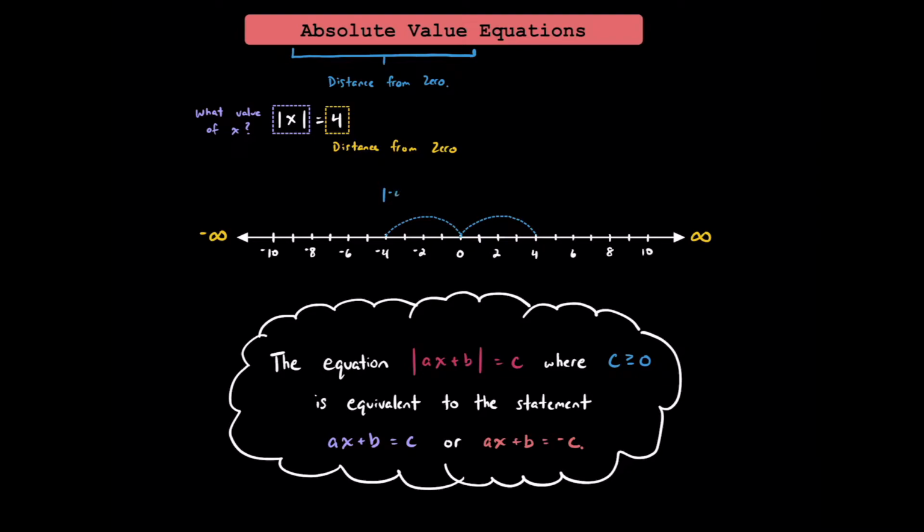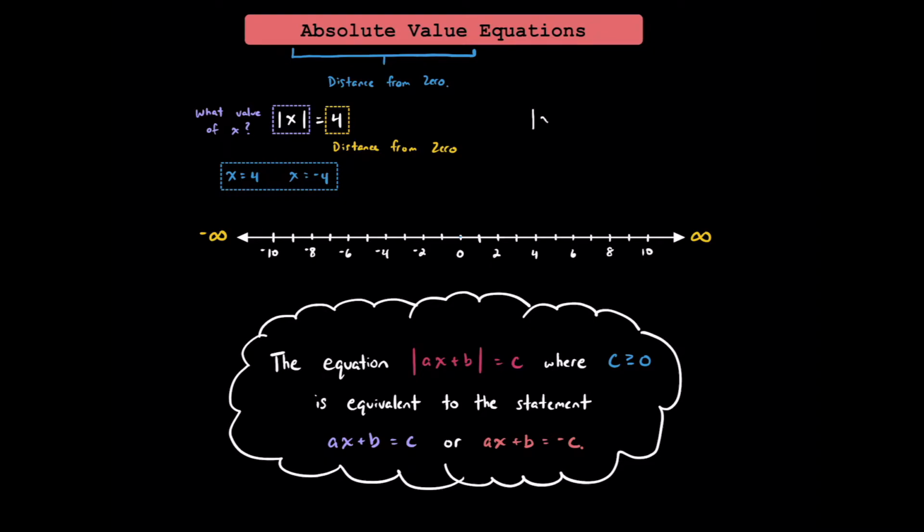The absolute value of negative 4 is going to equal 4, and the absolute value of positive 4 is going to equal 4. That being said, we can say that x is equal to 4, or we can say that x is equal to negative 4. There are two values of x that make this equation true.